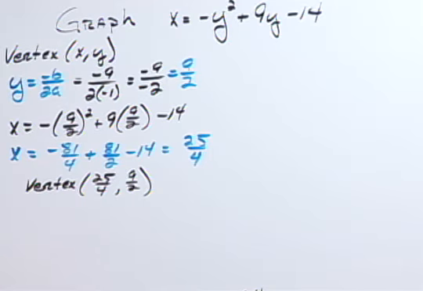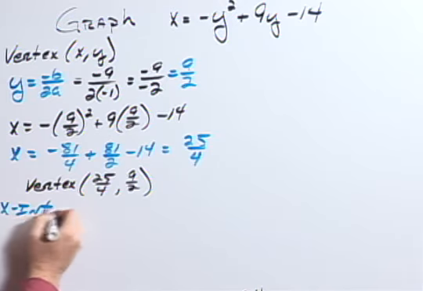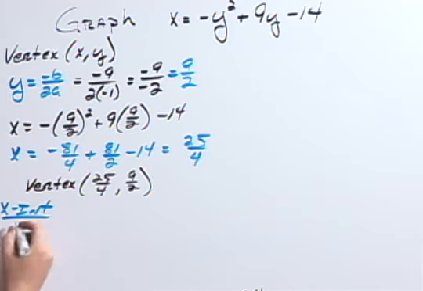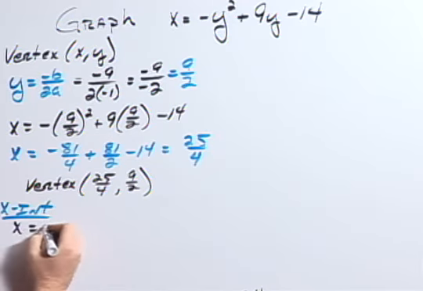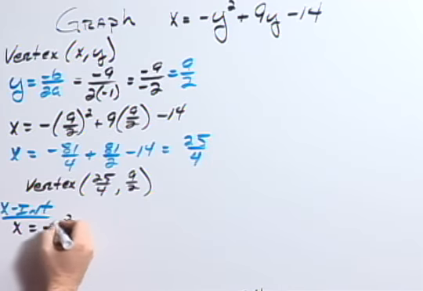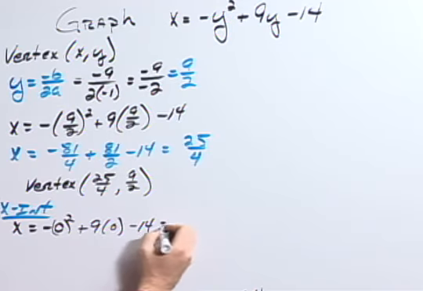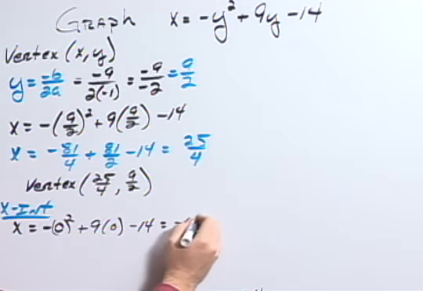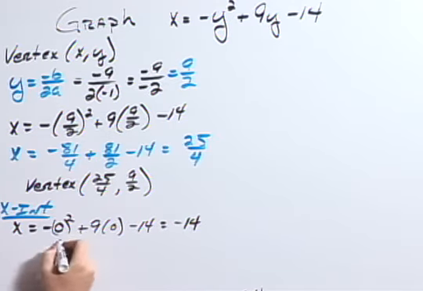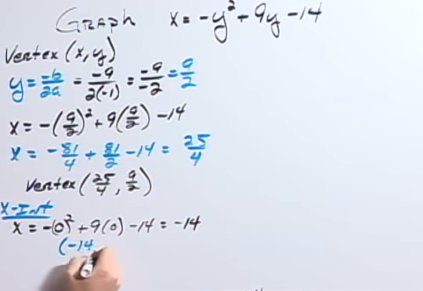Next, let's move on to our x and y intercepts. Our x-intercept, we're going to let y equal 0. So x equals negative 0 squared plus 9 times 0 minus 14, or simply negative 14. So my x-intercept will be (negative 14, 0).